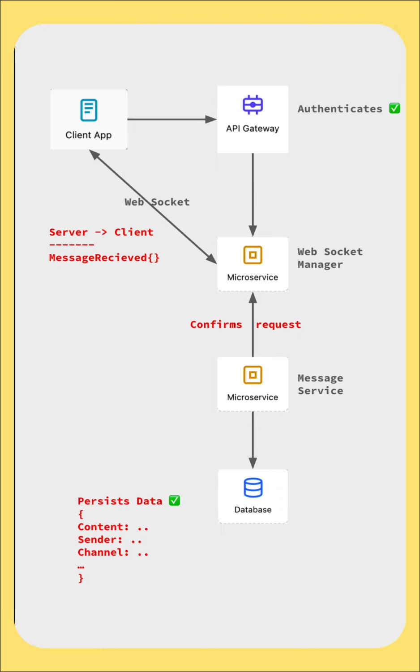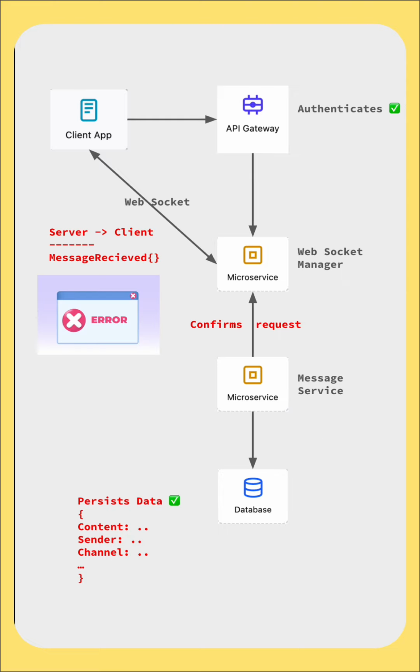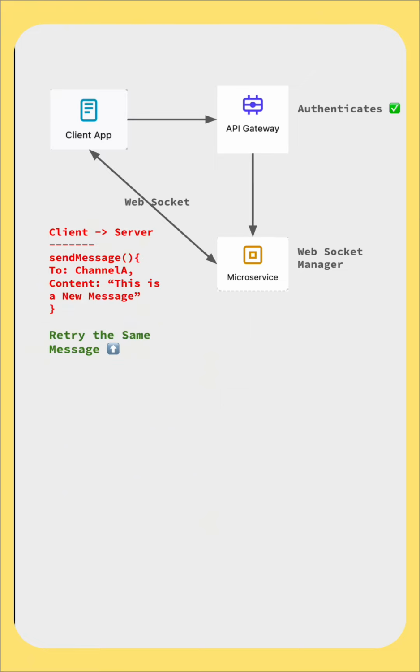Simple, right? But these are just machines and systems and networks, so anything can go wrong. Now, in this flow, the data is persisted. But imagine this: the client sends a message to the server, but the message is dropped, or the request that's forwarded to the message service is dropped, or everything is fine, just the acknowledgement didn't happen. So in all of these cases, the client actually wants to resend the message. So the client retries the same message.